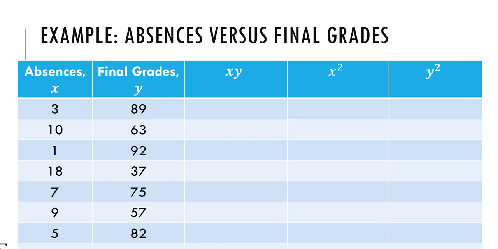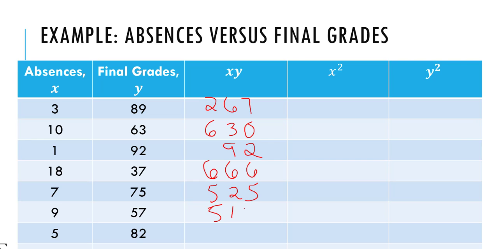That means take 3 multiplied by 87 to get 261. 10 times 63, that's 630. Then 92, 666, 525, 513, 410.